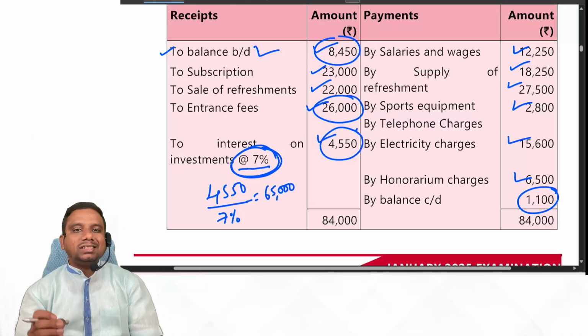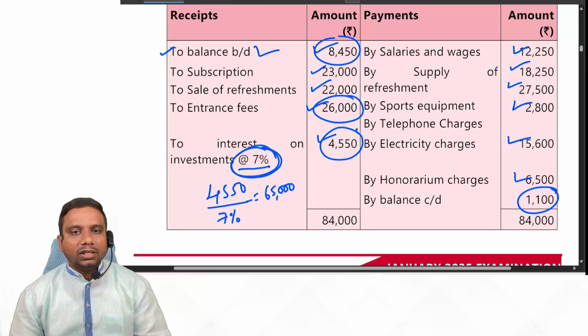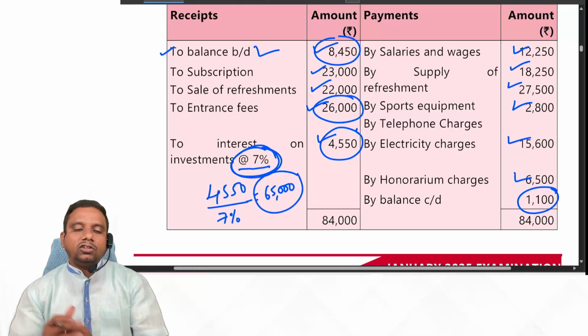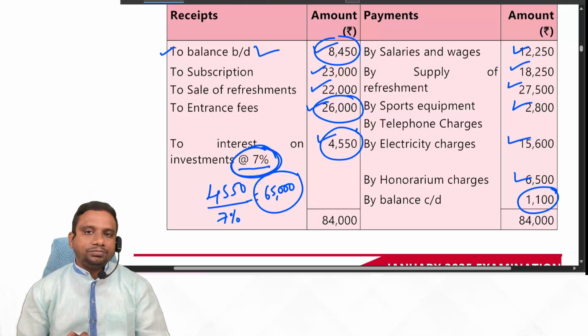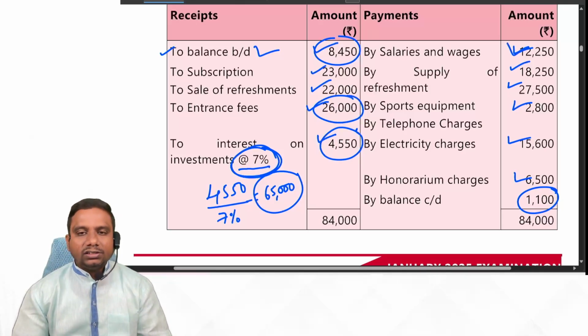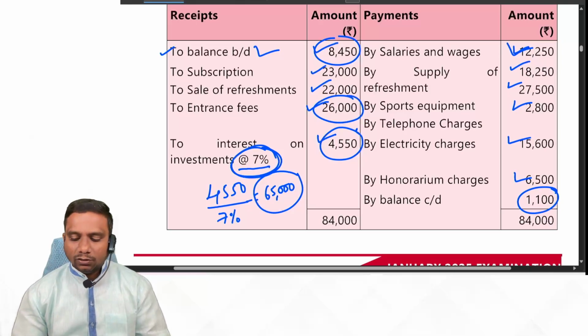Investment value is 65,000. Is it clear? And this 65,000 is shown on the asset side of the balance sheet, opening and closing. Opening and closing, don't forget. Next one. Salaries and wages, take it to the debit side of the income and expenditure account. Supply of refreshment, take it to the debit side of the income and expenditure account.